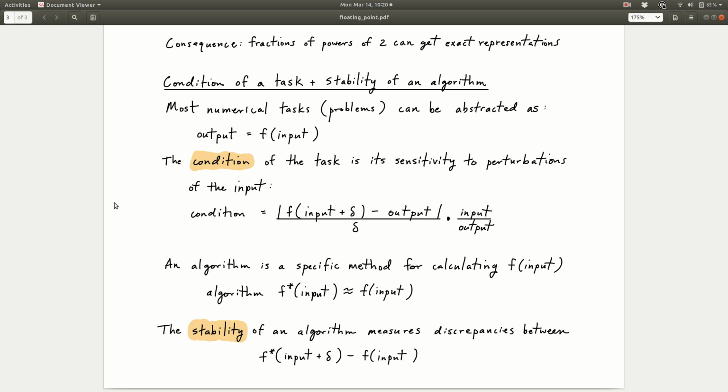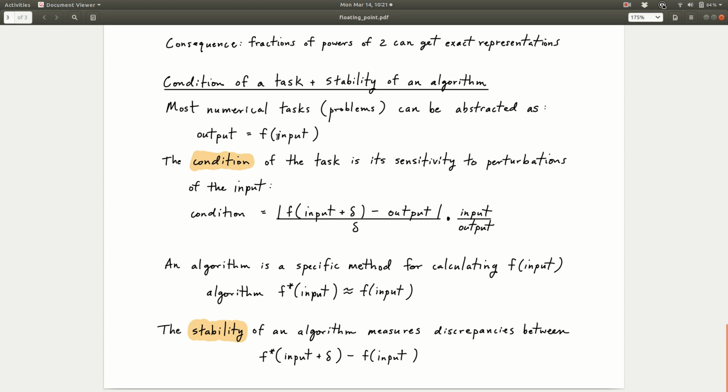We're not going to use these for this week's exercises or labs, but I want you to just be aware of what they are, and they're mentioned in chapter 2, so I'm going to do it here. This is going to become more important when we talk about solving linear systems. All right, so most numerical tasks, also called problems, can be abstracted as you have some output and it's a function of the input. So you want to take the square root.